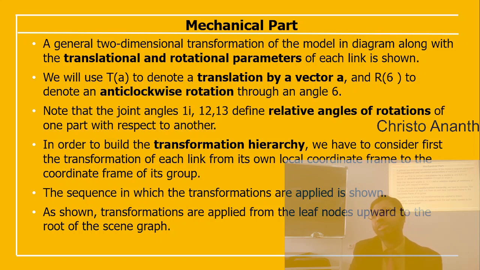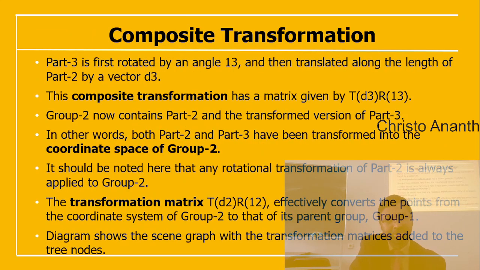So the transformations are applied from the leaf nodes to the root of the scene graph. Okay, so that is how you rotate part 3 by an angle 30. Then you translate along the length of part 2 by some vector d3. So this composite transformation will be in matrix format T(d3) R(σ3).